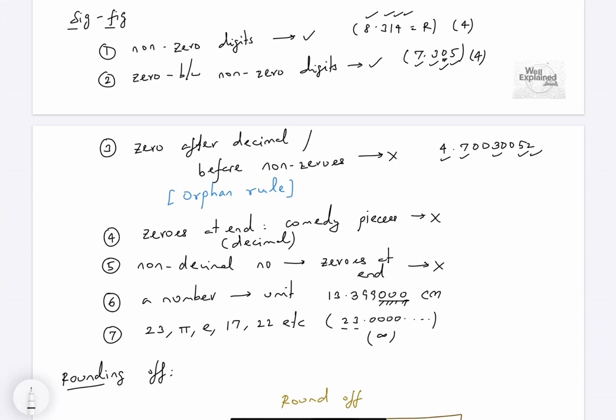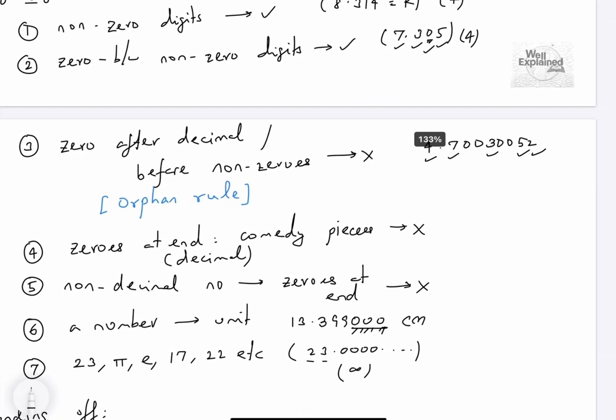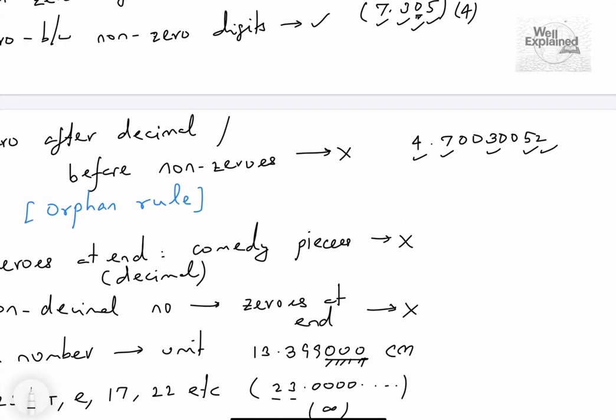Now, specifically look at the zeros. What the orphan rule says is, let's say you have this zero over here, this zero over here, this zero over here. Look at the left of the zero. Do you have any non-zero, any person to support it? If yes, then you can count the zero. If no, I'm sorry, you have to kill it.